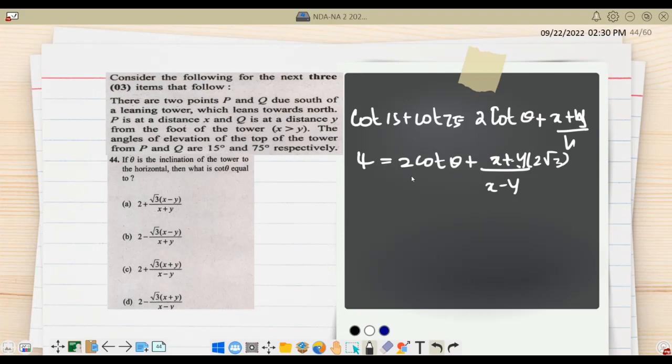Fine. Okay. So we can divide the whole equation by 2. So 2 is equal to cot theta plus (x plus y) by (x minus y) into root 3. So we need cot theta, bring this to the left side. So cot theta is 2 minus root 3 into (x plus y) by (x minus y). So that is option D. Right.